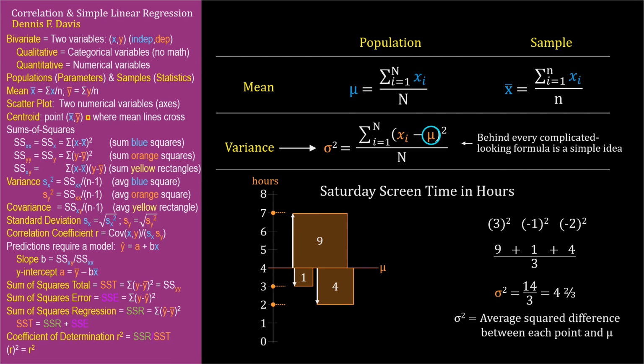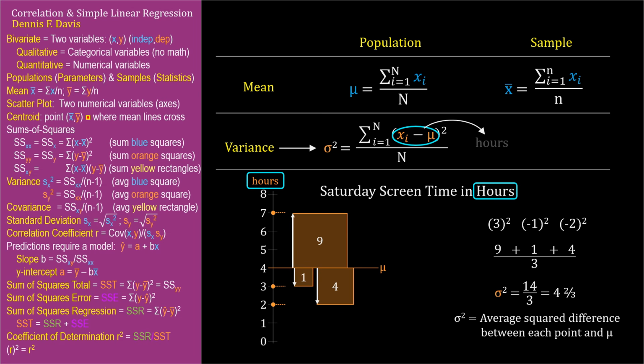Okay, now for the units of variance. When we subtract here to find the difference, the units are the same as the variable. Since the variable is screen time in hours, hours minus hours is hours. But then we square this quantity, so the final units turn out to be hours squared, and the variance of this population is 4 2/3 hours squared. The units of variance are always the square of the unit of the variable.